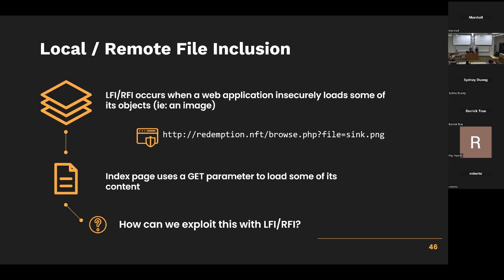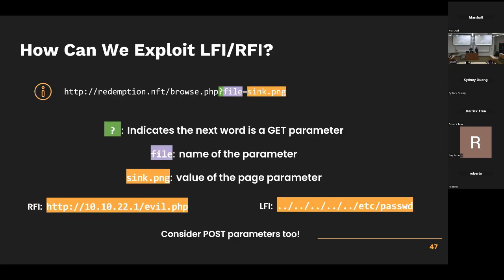So basically, if you see, like in the example below, the browse.php file has a file parameter, and it's looking for sync.png. Basically, when you see something looking for a file, you always want to test for these things. So if we move on, this will break down similar to what I said. The main thing that we have control over is the image or the file that it's looking for.